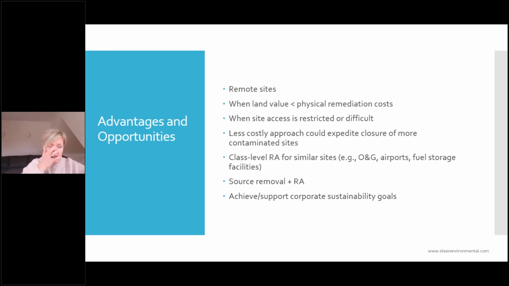Now, class level risk assessment, I think, is a really interesting option for similar sites. And this is where it's great for remote sites too, but this is where you take the traditional risk assessment approach and you apply it to a subset of similar sites. So former well sites, for example, or DEW Lines or airports or fuel storage facilities. And you assess the risk and you sort of extend that risk across all those sites. And this can be a really valuable tool to target your highest risk sites and to prioritize your remediation efforts or your risk management efforts going forward.